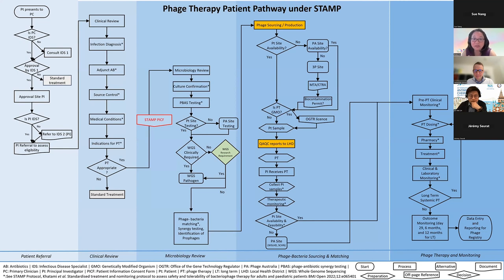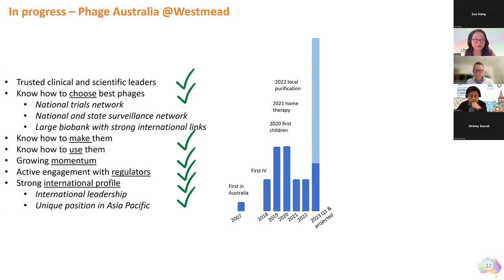Each of these steps prior to patient consent is to triage cases where we know phage therapy will be successful. So the steps and the type of costing are divided into patient referral, clinical review, microbiology review, patient bacteria sourcing, matching, phage therapy, and of course the therapeutic monitoring. As you can see, it is quite involved and requires the integration of the clinical service, government, clinicians, and scientists.